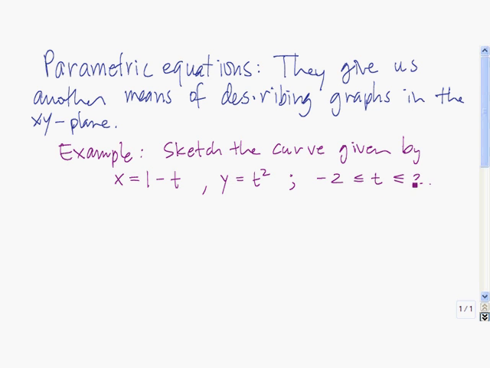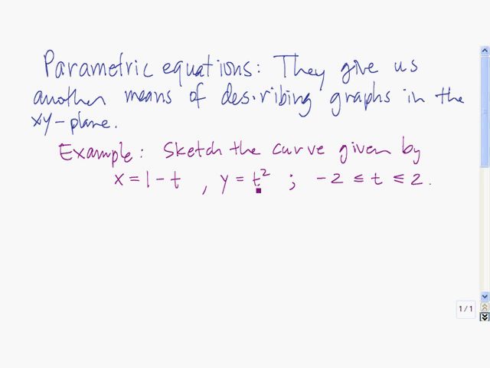from -2 to 2. Okay, so t is called the parameter of the curve. X is essentially the equation that gives us the x coordinates of the curve. Y is the equation that gives us the y coordinates of the curve. These two together are called the parametric equations of the curve.